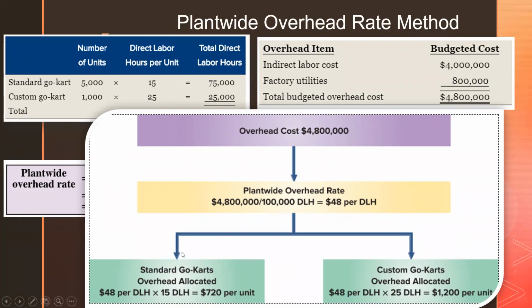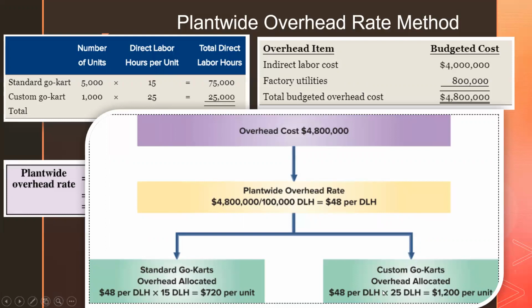Now we're looking at that same visual, but we filled in some numbers. So now we know that our overhead cost is estimated or budgeted to be 4.8 million. Our plant-wide overhead rate was calculated by taking the total budgeted overhead cost divided by the total expected direct labor hours. That gave us $48 per hour. Then we come down to each individual product. We have two for this example. For the standard go-karts, we take the $48 per direct labor hour times the 15 hours that we saw up here it takes to make it. So for each and every standard go-kart, we would allocate $720 of overhead costs to that unit. We still have direct labor costs and direct material costs to get all of our manufacturing costs. But for overhead, for standard go-karts, we will apply $720.